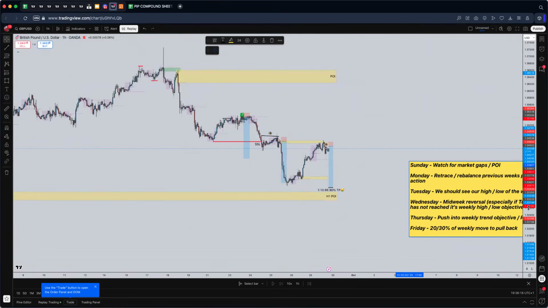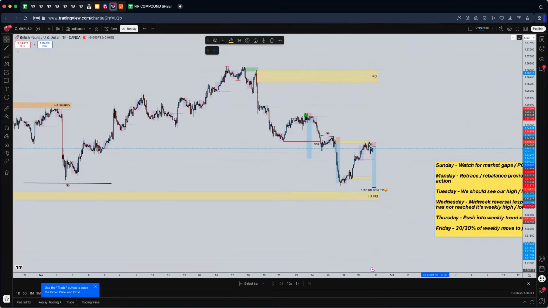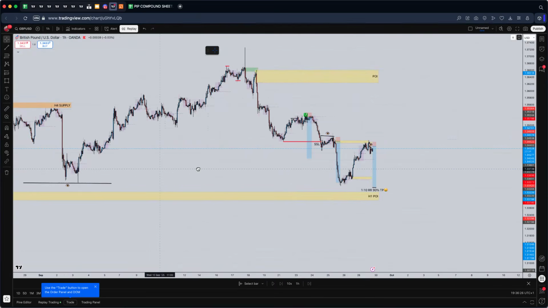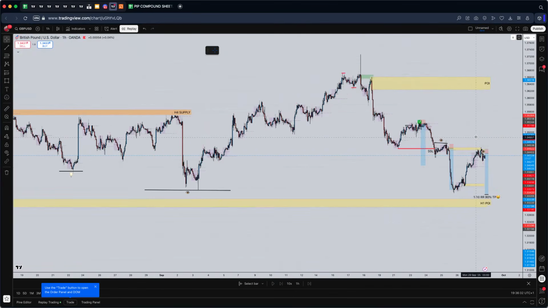What is structure telling me? We need to rebalance through there. Why do we need to rebalance through there? Because again, structure is telling me we have just broken the structure to the downside. We haven't yet touched this H1. Potentially, this is why I'm looking for a sell here to come up into here, or it might just leave that totally and just come up into this. So one of those two situations will happen.